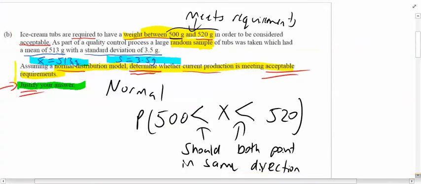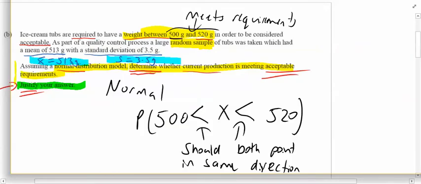So, assuming a normal distribution model, we've done that. Determine whether the current production is meeting acceptable requirements. So what do they mean by that word acceptable? Well, what do you think? What do you reckon that we should say here?